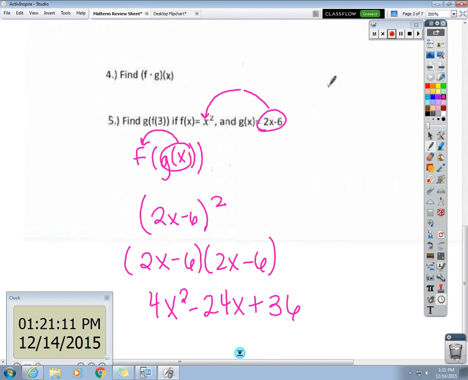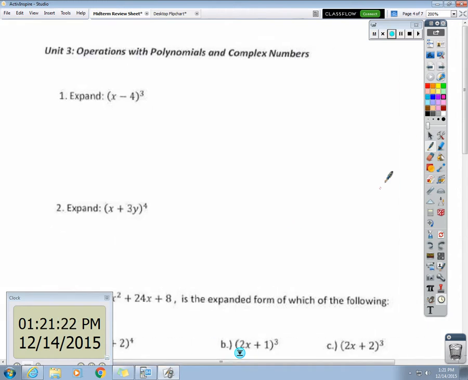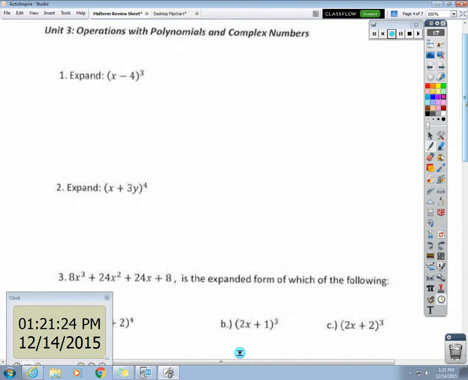Okay, so now I feel like we've reviewed as well as we can for units 1 and 2. So now go to page 4 and we'll begin reviewing for unit 3. Alright, operations with polynomials and complex numbers. Expand x minus 4 cubed.